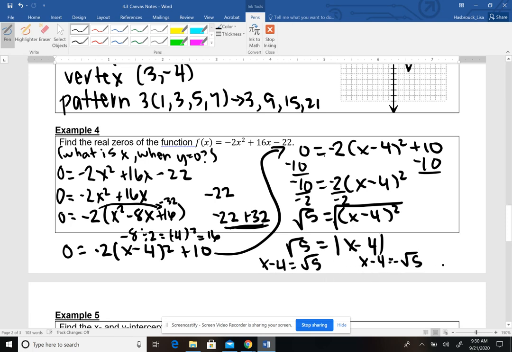Now, when I add 4 to both sides for both equations, I would get x equals 4 plus root 5, and I get x equals 4 minus root 5 as my final answers. Okay, so those are our real zeros. That's what x is when y is equal to 0. These are also our x-intercepts.